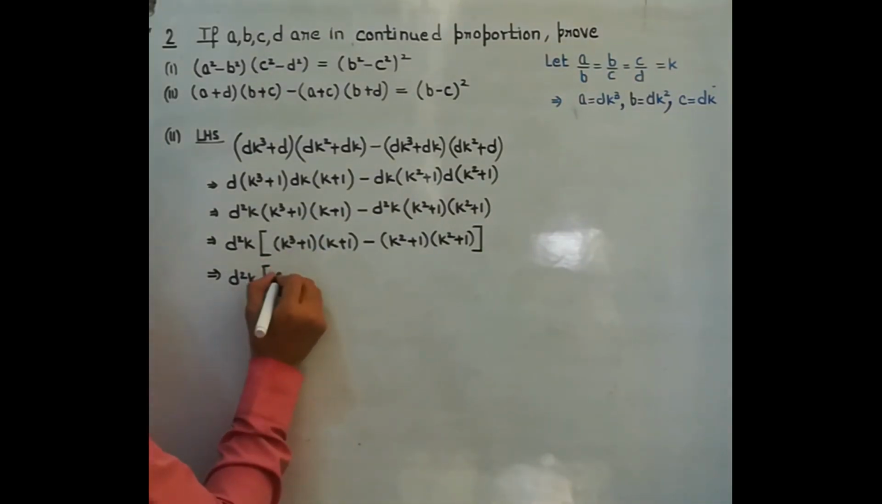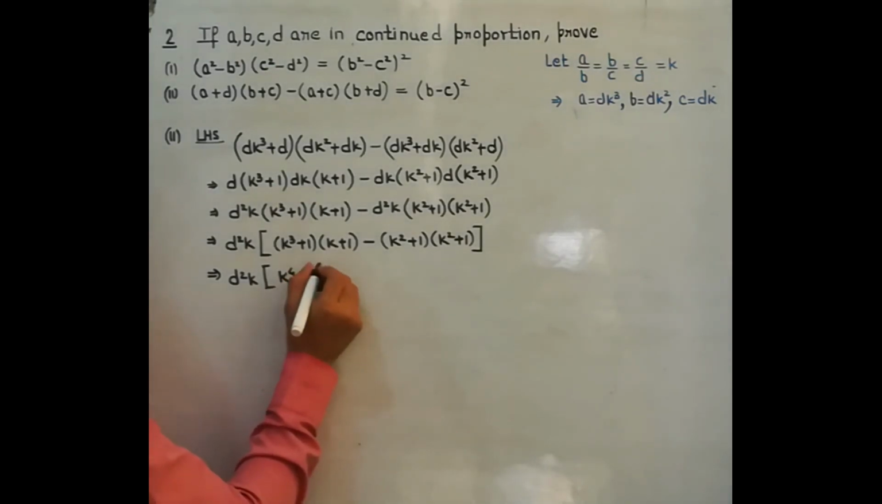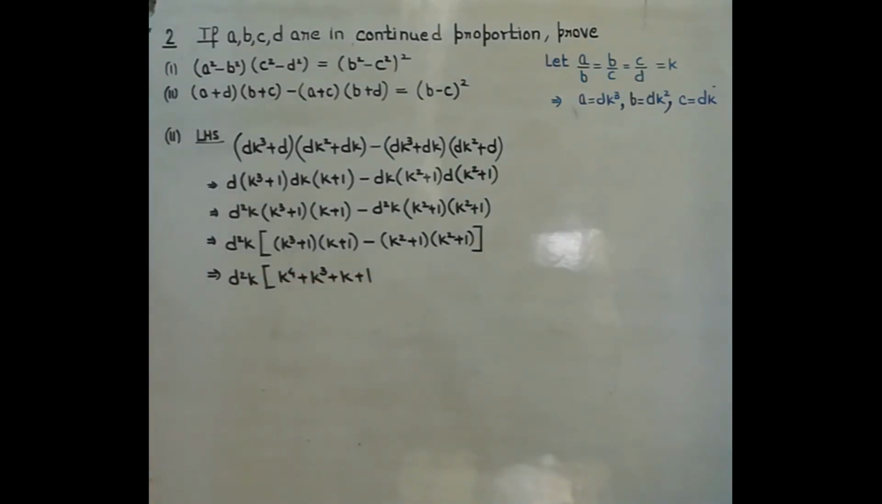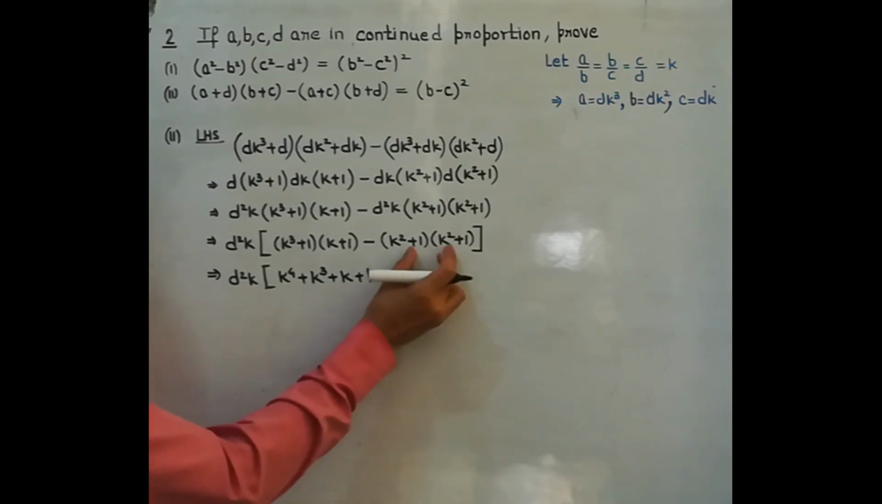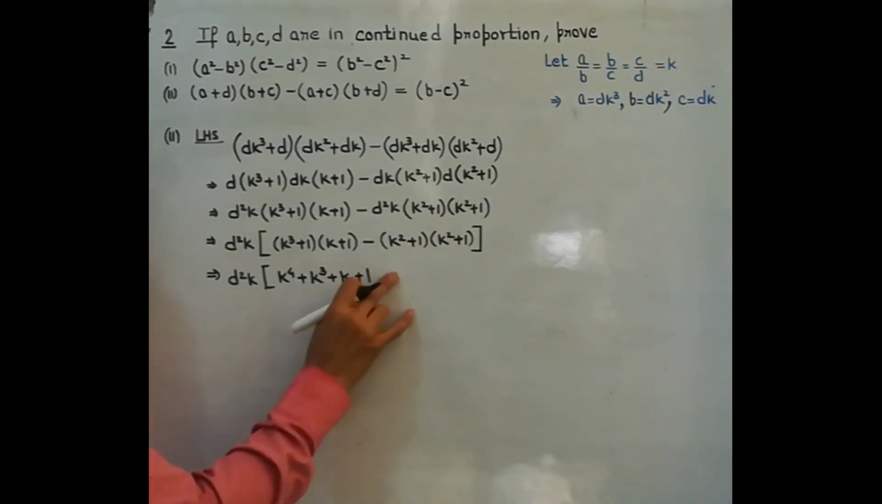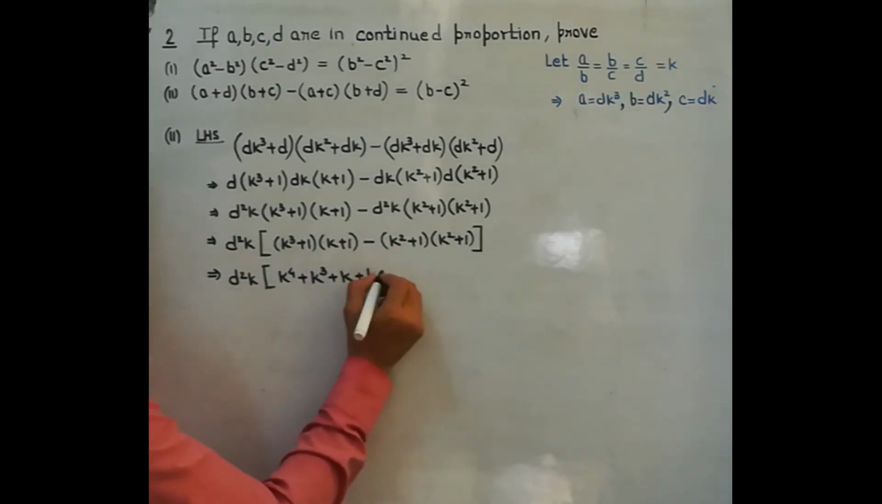So what will be the result? K raised to power of 4 plus k cube plus k plus 1. Now when you multiply these two brackets, all the results will be positive, but there is a minus sign, so the sign of all the results will change. So you get k raised to power of 4, it becomes minus.